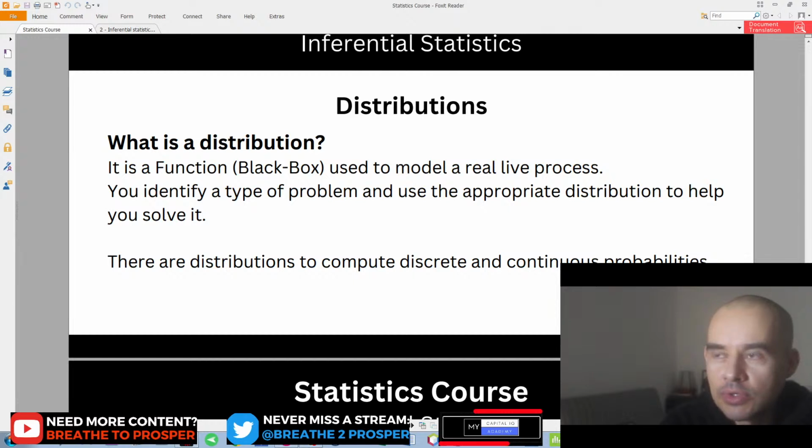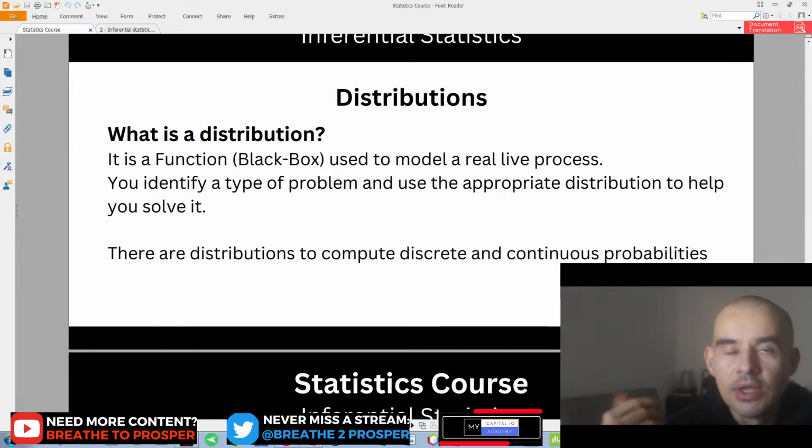So you're not coming up with this out of nothing. This already exists. So in statistics, what we do is essentially understand exactly the problem that you have in front of you, and then you choose the specific distribution that you're going to use in order to solve your problem. Okay, so when you have tests, think about it like this.